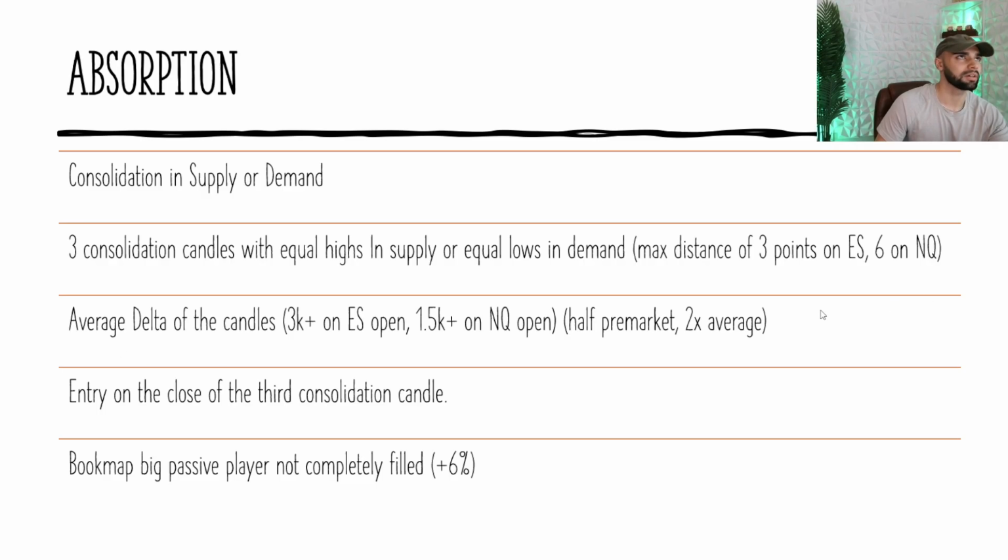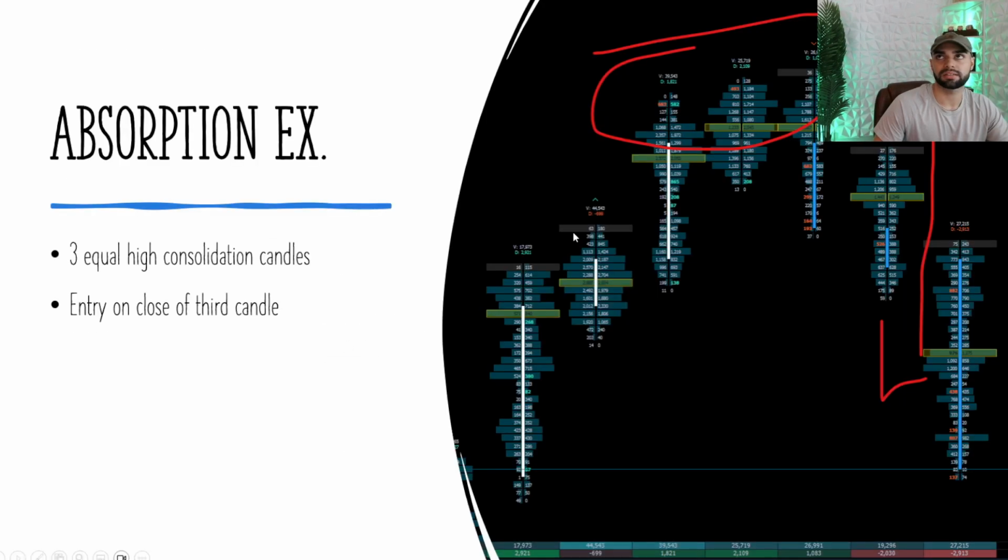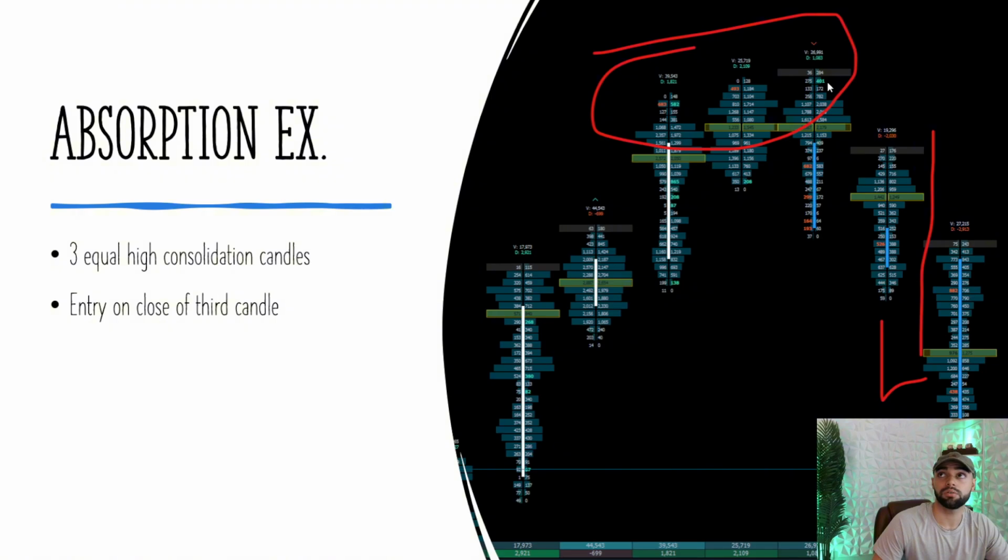If you have any questions about this, just leave them in the comments or join my free Discord and ping me there, right? And again, the entry for this is going to be on the close of the third consolidation candle. Now, on the Bookmap, this is an extra. If I see big passive players not completely filled when I'm looking at absorption, I'll actually size up a little bit. Quick example in supply here. Right? We have 3 equal highs on this buy side, and then the absorption, again, well over 3,000 of absorption here. So whenever this third candle would close, I'm in short.